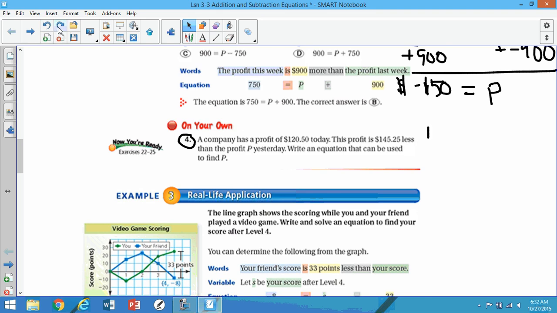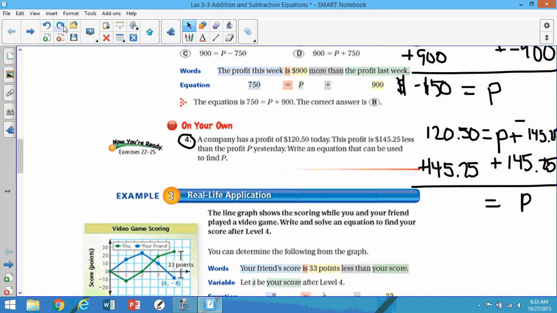Okay, all right. So the company has a profit of $120.50 today. The profit is $145.25 less than the profit yesterday. Write an equation that can be used for P, and I want you to solve it. So you have 120.50 equals P minus 145.25. Now I turned it into plus a negative because that's what Mrs. Shaw does. And then I'm going to add the opposite. So I'm going to add a positive 145.25 to both sides.